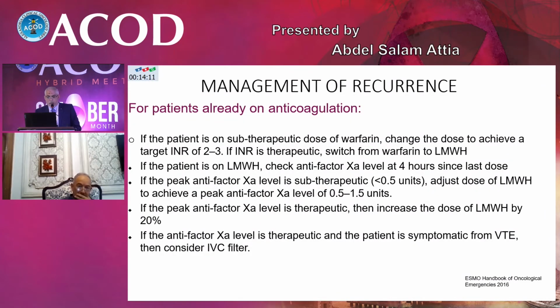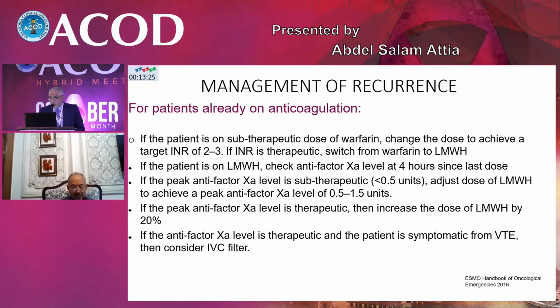What about recurrence? For patients already on anticoagulation, if the patient is on a subtherapeutic dose of warfarin, change the dose to achieve the INR of 2 to 3. If the INR is therapeutic, switch from warfarin to low molecular weight heparin. By the way, we are seeing this very frequently, that we usually need to shift from warfarin to low molecular weight heparin. And one of the major problems with warfarin is its drug-drug interaction. It is a drug that interacts with everything, even with food, with vegetables, with whatsoever kind of oral intake.